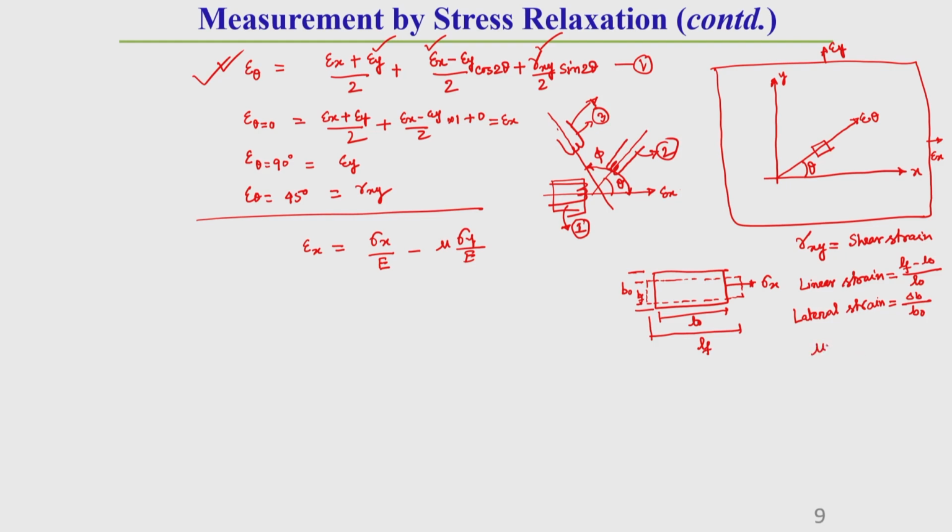Now, you know that Poisson's ratio mu, or sometimes represented as nu, is equal to lateral strain divided by linear strain. This you should keep in mind. So from here you can easily get the Poisson's ratio. This is called Poisson's ratio, this you should keep in mind.